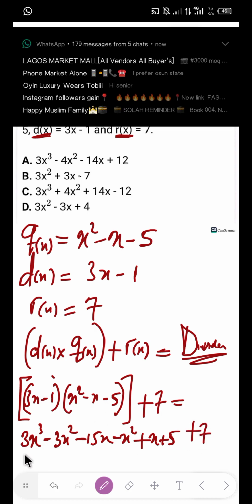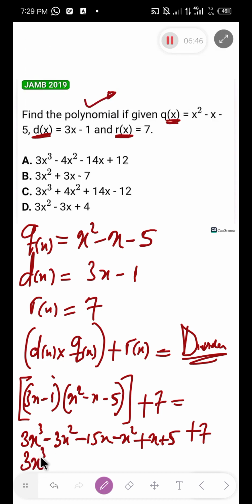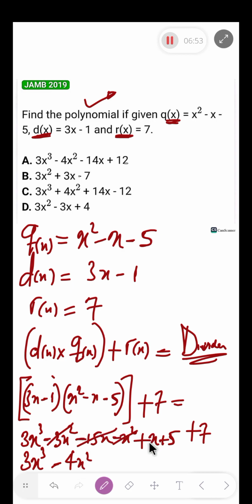So if I collect like terms in this case, I will end up having 3x cubed. I have minus 3x squared minus x squared, that's minus 4x squared. I have minus 15x plus x, that's minus 14x. Then 5 plus 7, and that is plus 12. So this is my final answer, and that is equivalent to option A. This is very, very easy. So A is correct in this question.